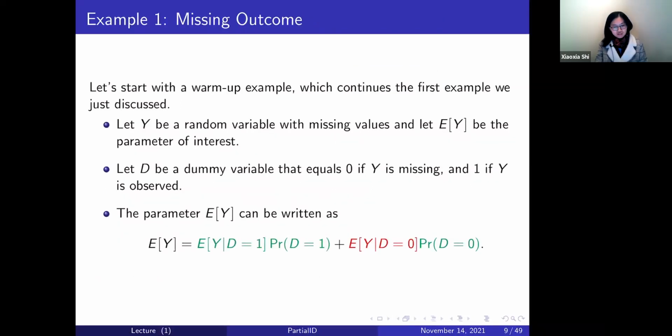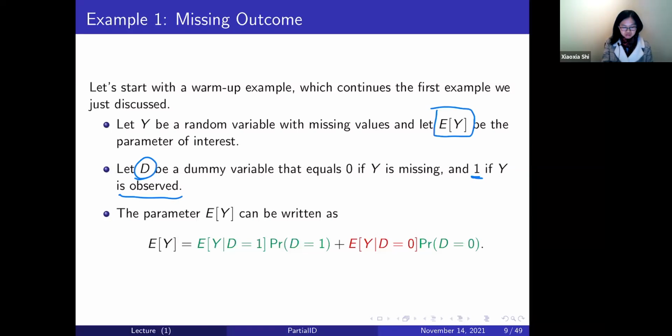Let's consider an example. This lecture will actually consist only of examples. This is the first example, with a missing outcome. It is a very simple example where you are just interested in the population expectation of a random variable Y. But Y is missing for some individuals and not missing for other individuals. So let D be the dummy variable indicating missing or not missing. D equals 1 if Y is observed, and D equals 0 if Y is not observed.